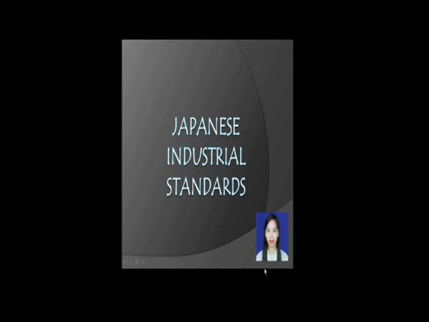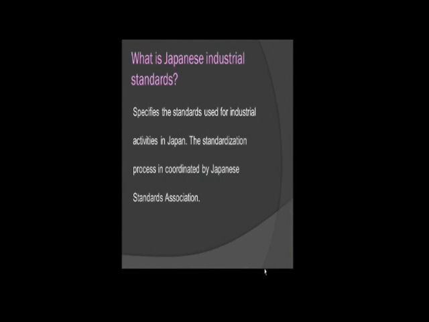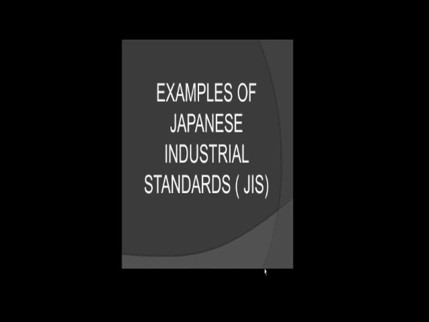I'm Sheila Kihara discussing the Japanese Industrial Standards. What are Japanese Industrial Standards? Japanese Industrial Standards specify the standards used for industrial activities in Japan. The standardization process is coordinated by the Japanese Standards Association. And here are the examples of Japanese Industrial Standards, or JIS.